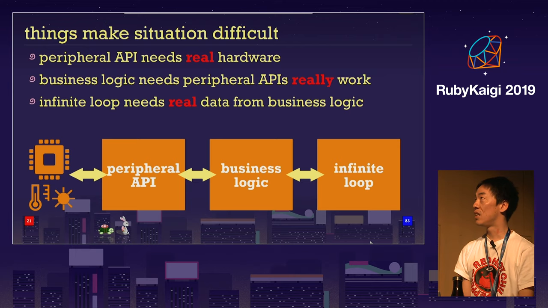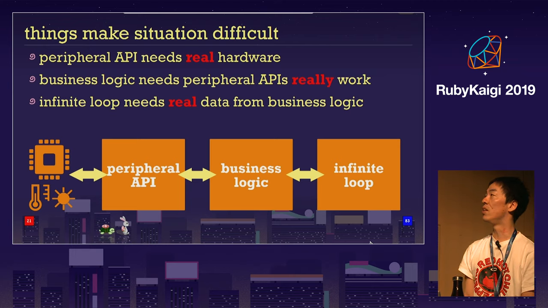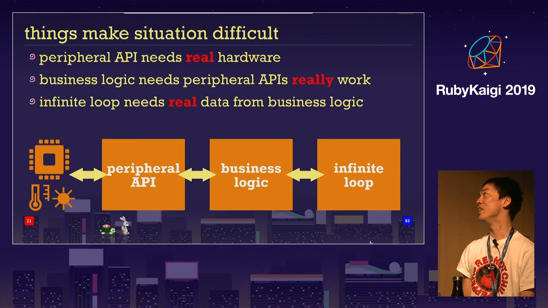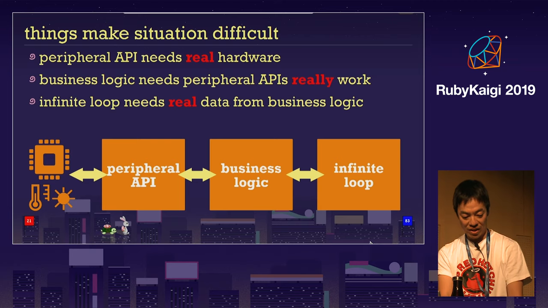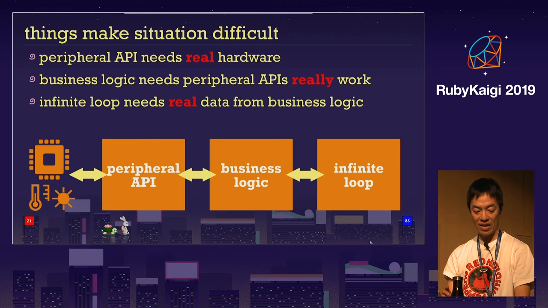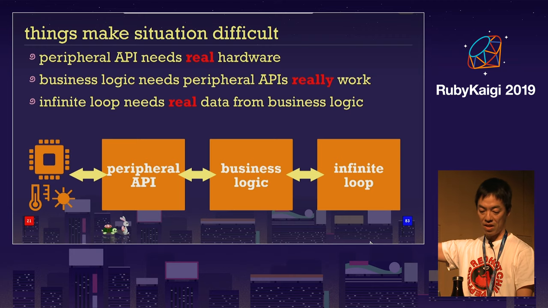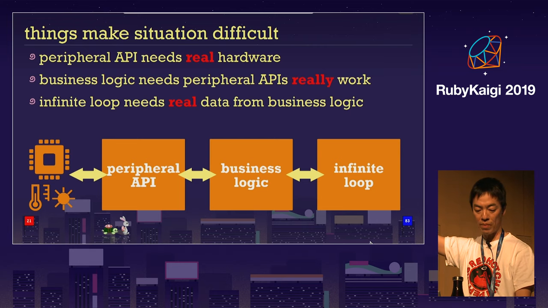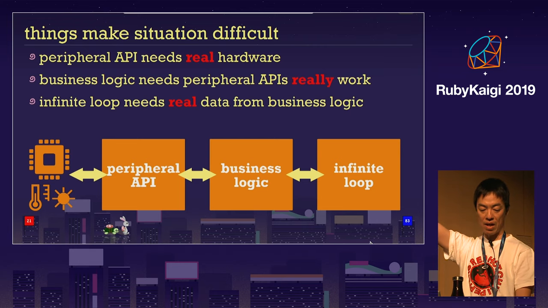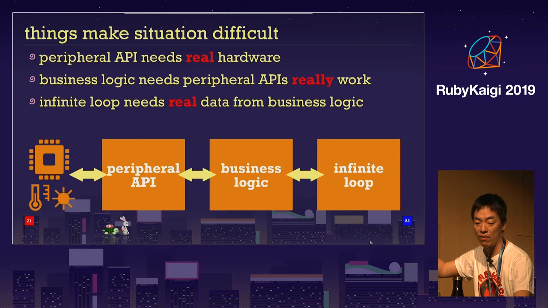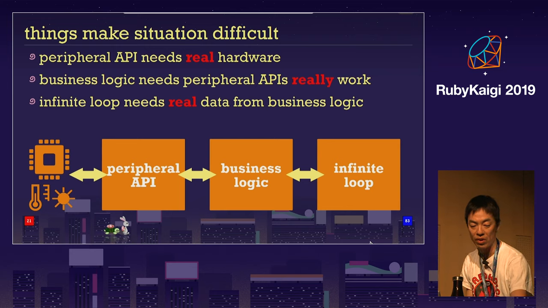These are the things that make our situation difficult. The peripheral API needs real hardware, the business logic needs the peripheral API to really work, and the infinite loop needs really real data from the business logic. I know you understand what I want to say. It is hard to develop if they deeply depend on each other. I want to make them loosely coupled. Otherwise, we will have to install every binary we build on the microcontroller, even if the modification of the code is trivial.